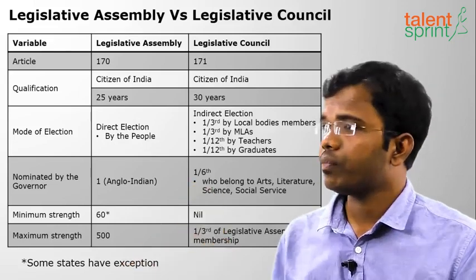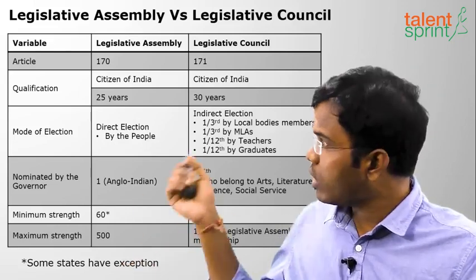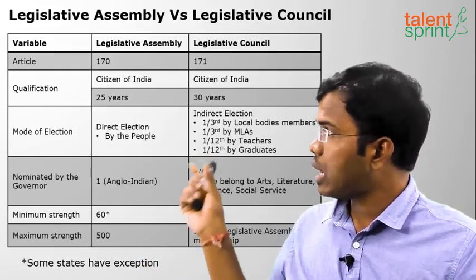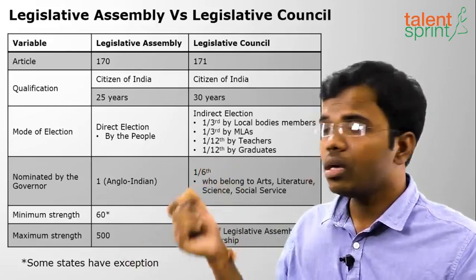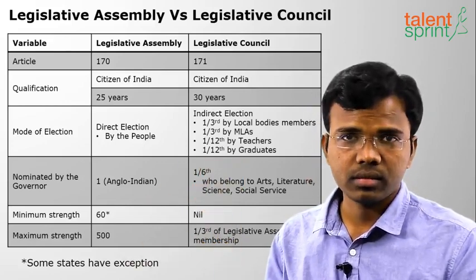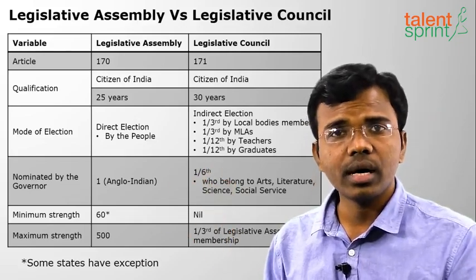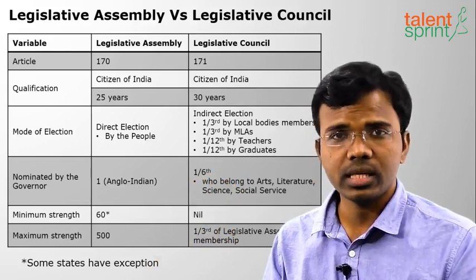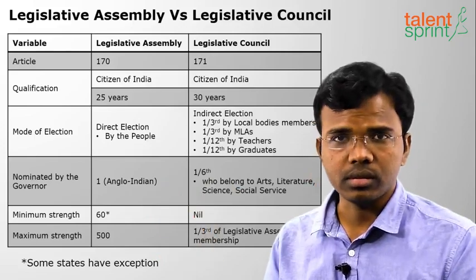And for council, it is indirect election, like Rajya Sabha. By whom? Different people participate. So 1/3 of the total members are elected by local bodies and 1/3 by the state MLAs and 1/12 by teachers and another 1/12 by the graduates. Okay, these are the people who participate in the election of the legislative council members.